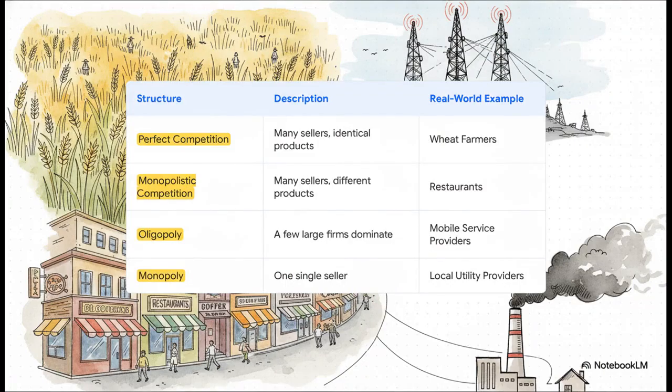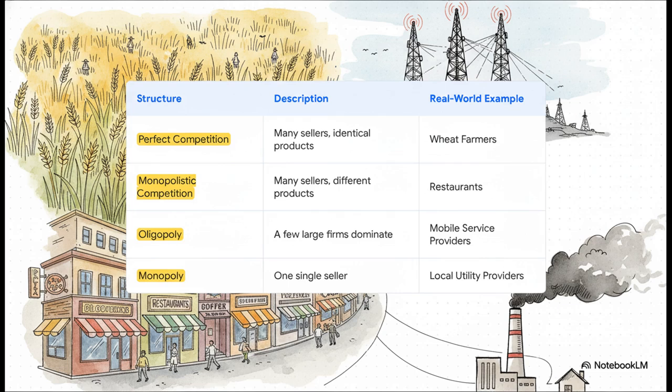Let's break them down. First, you've got perfect competition. Think about something like wheat farmers. There are so many sellers of the exact same product that no single one can control the price. That's awesome for us as consumers. Then there's monopolistic competition. My favorite example is restaurants. They all sell food, but they compete by being different.